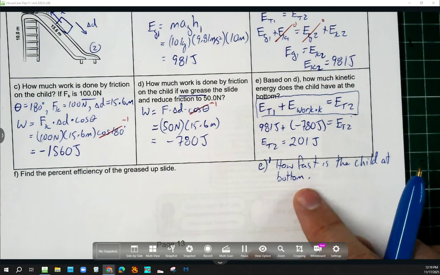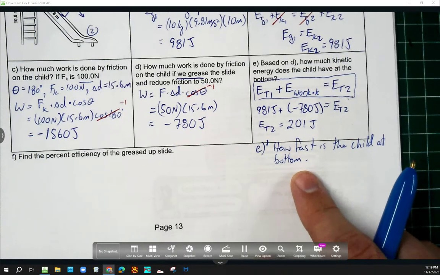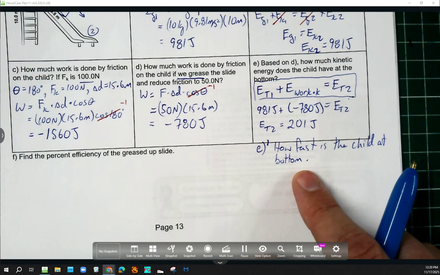I want to know how fast we're going. As a slide designer, that speed at the bottom should be almost 0 because we don't want kids slipping off the end and falling on their bums or cracking their heads. As a kid, wouldn't you want to be going fast because you don't care about safety because you're a kid? You know how it is?